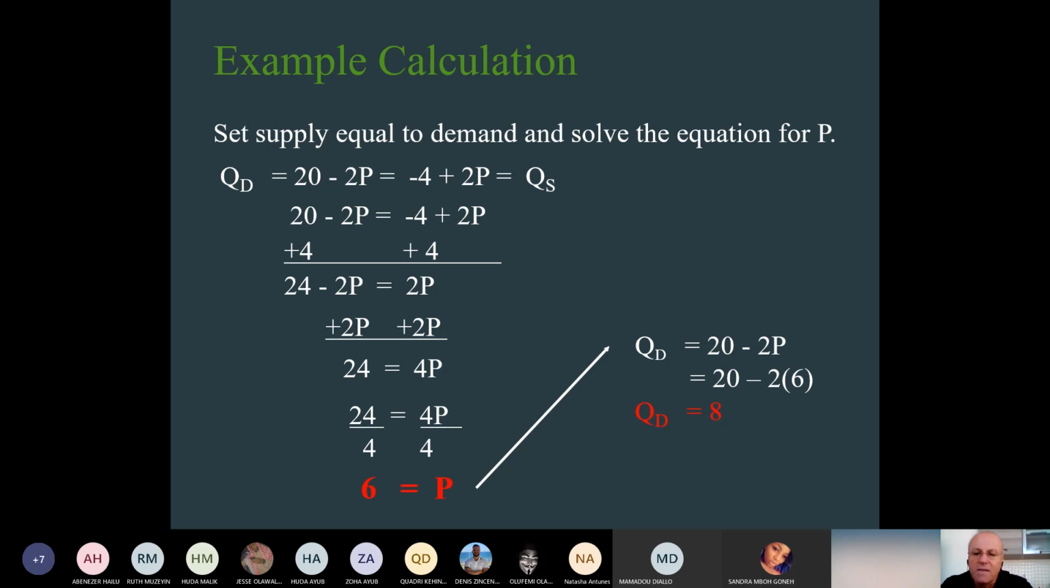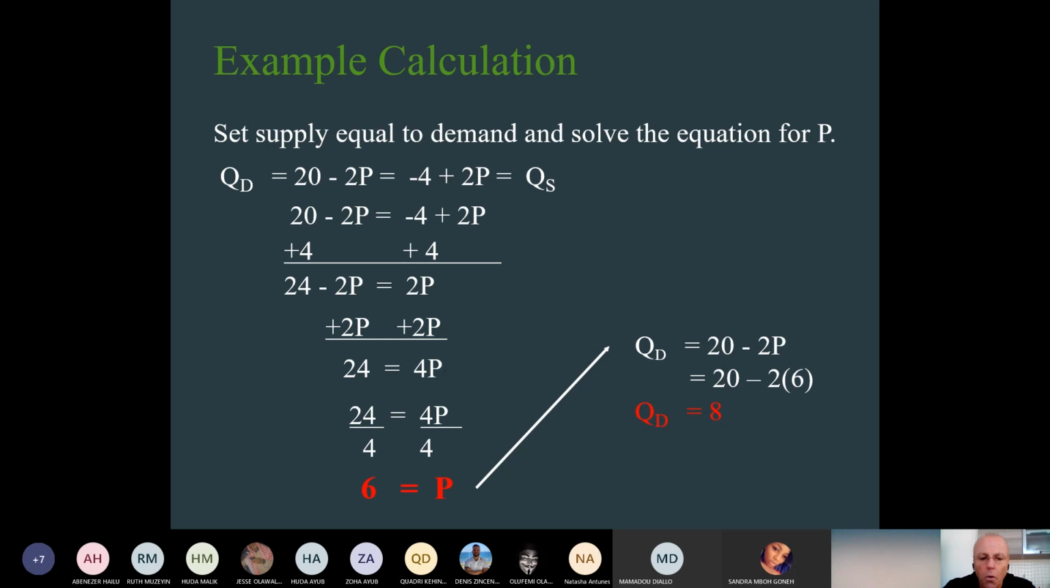Do you know mathematics, Sam, or is it difficult for you? Do you want me to explain how it is realized? Yes, sir. You put these two equations against each other. You move 20, this intercept, and -4 to the left side, and you put the 2P minus 2P to the right side. You understand?